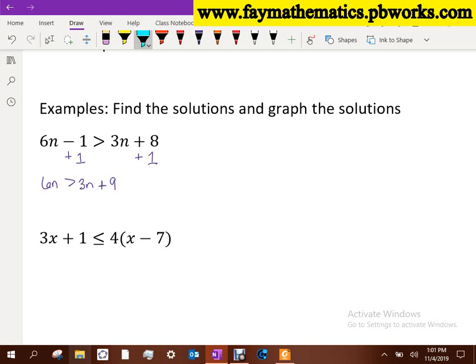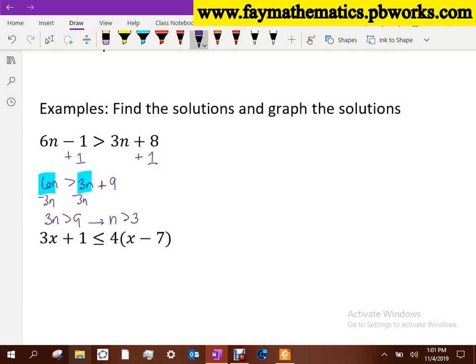Okay. So your philosophy is get this 9 by itself. So subtract 3n from both sides. We isolated our variable, right? Now you said isolate your constant, which is fine. It says really the same thing. So now you're going to do what? Divide both sides by 3. So I get n to be greater than 3.